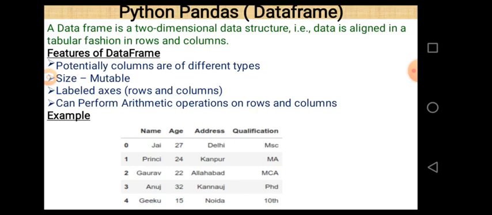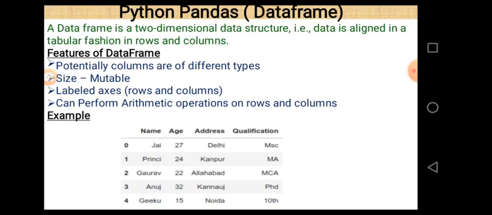Size is mutable, meaning you can change the size of a data frame. The third one is labeled axes, meaning rows and columns. Each row and column has its own name, and we can perform arithmetic operations on rows and columns. We can add or subtract two rows or columns according to conditions. So these are the basic features of a data frame.